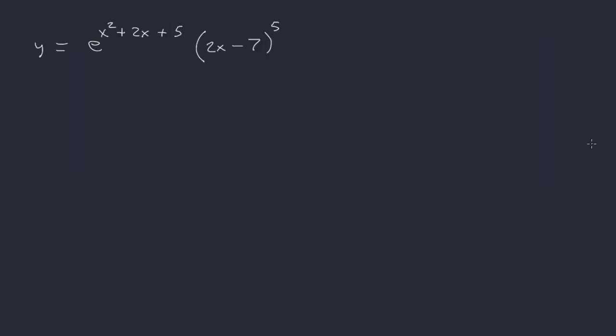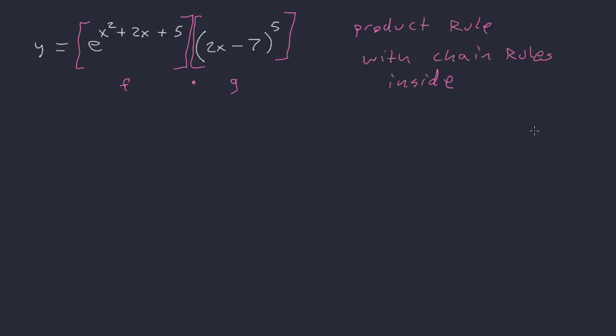All right, here's another example of the other option. This is a product rule on the outside because I have some function times another function. All right, we could think of this as an f times a g. But then those f's and g's are chain rules. So this is a product rule with chain rules inside.